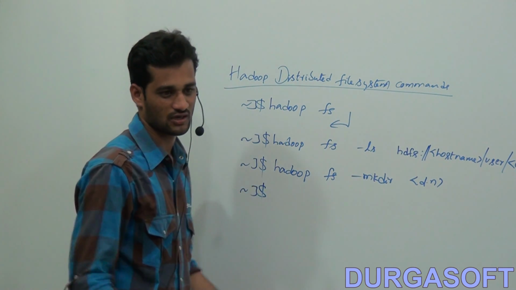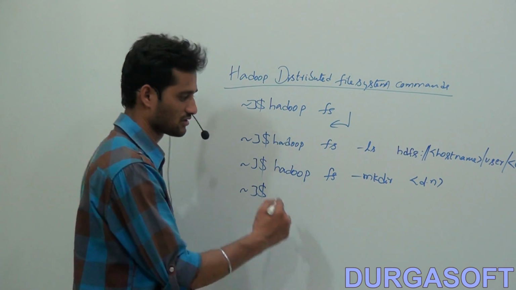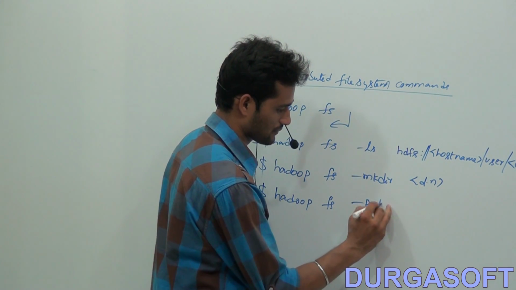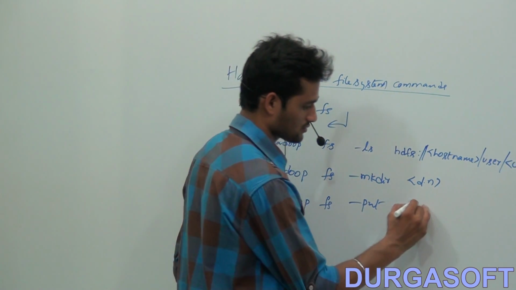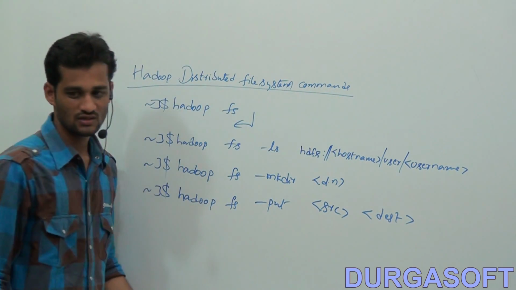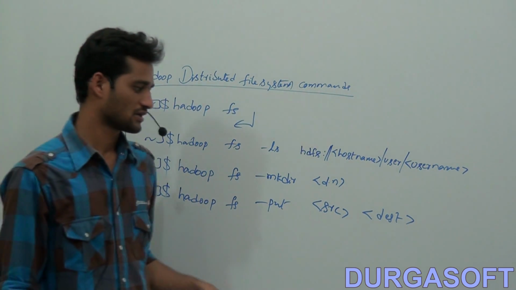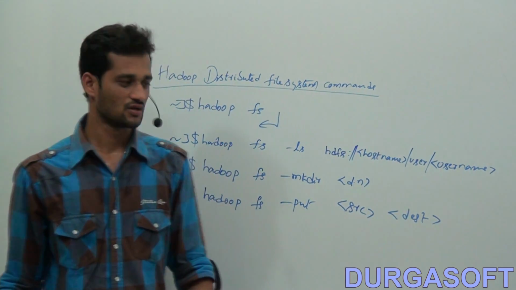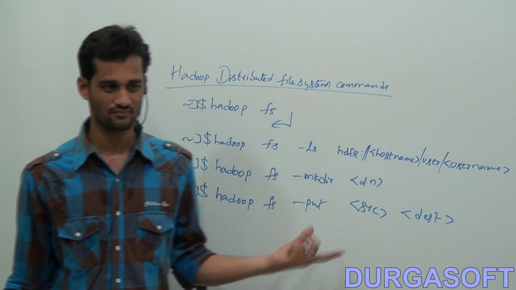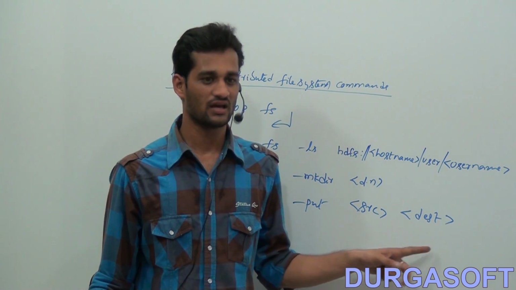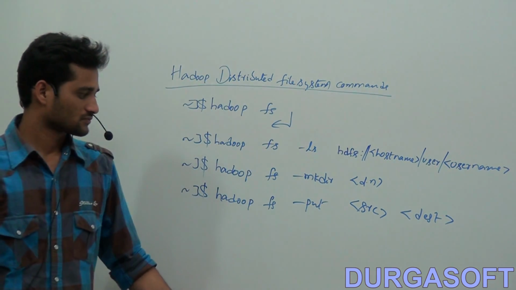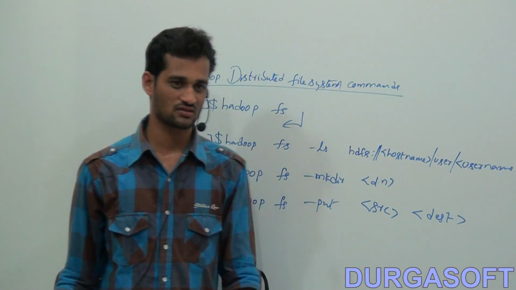Sir, we know very well how to create a file, but how do we keep that file into HDFS? Very, very simple. You can give hadoop fs -put source destination. What is this source here? Is it the local file system or HDFS? Local file system. What is this destination? HDFS. So you should not forget that. -put source destination.